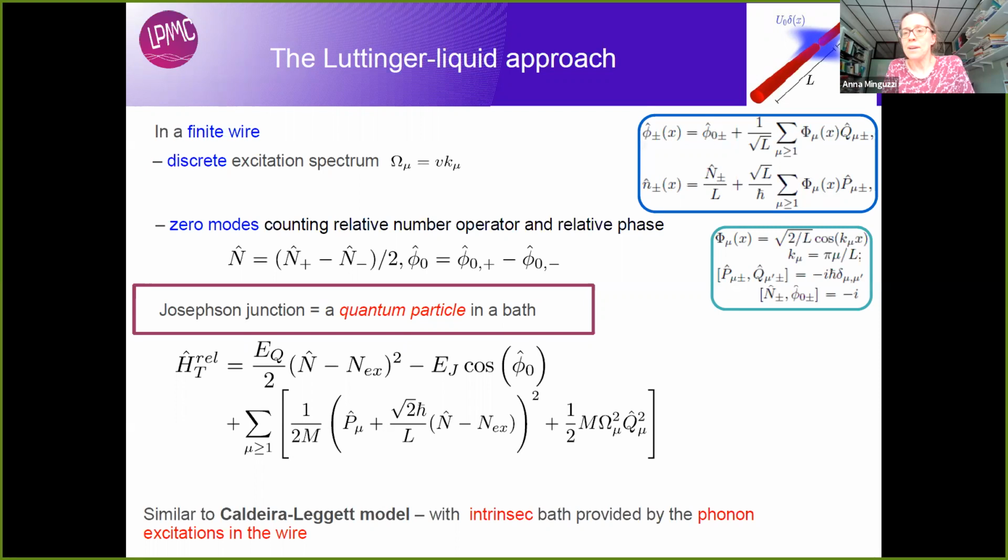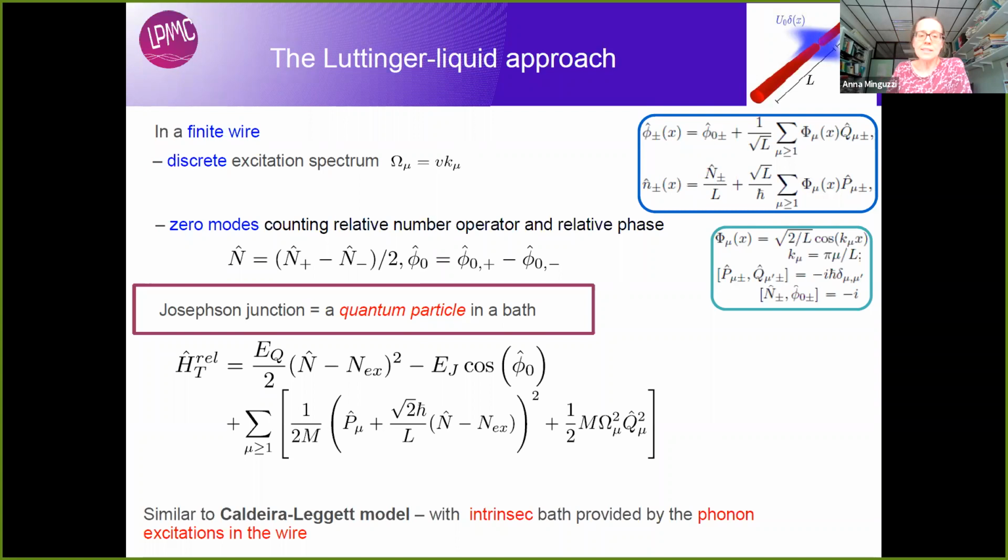So if we define relative number and relative phase operators, these will be the operators which define the dynamics of this Josephson junction. So this is the key point. And in fact, this operator N and this operator phi zero are, to a very good approximation, conjugate variables and describe the quantum particle, the quantum impurity. The rest of the excitation modes, the phonon modes that exist in each of the two wires, provide a quantum bath for this particle.